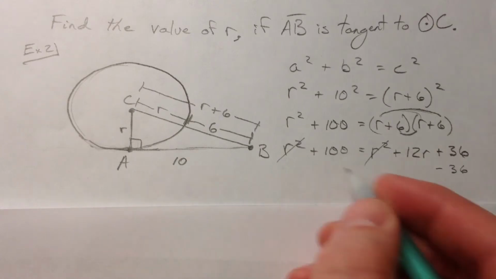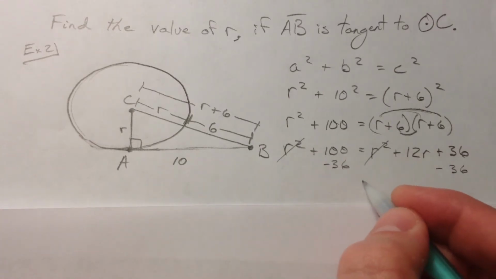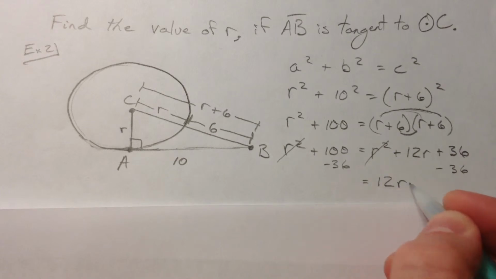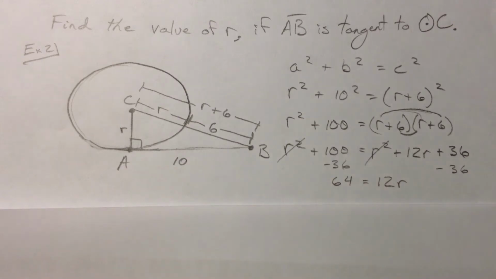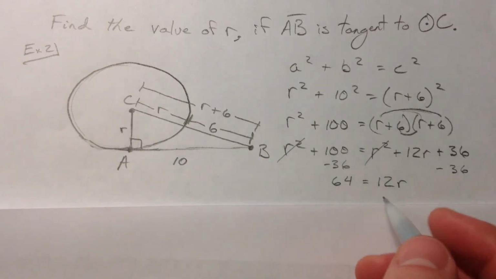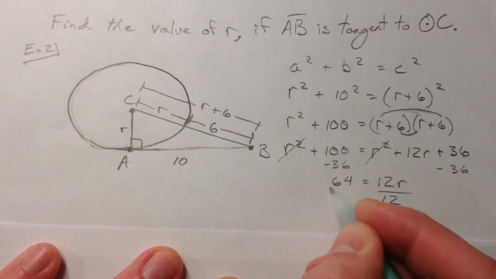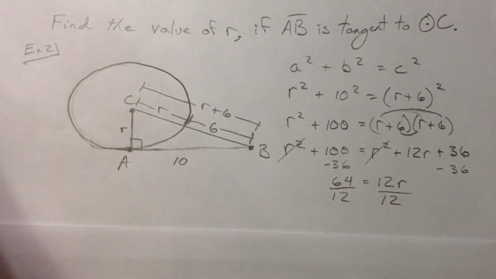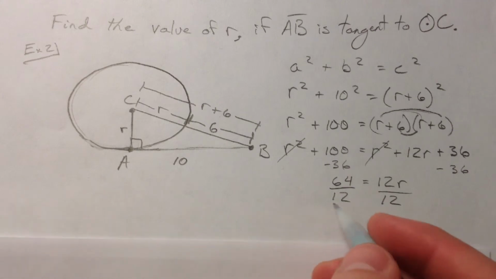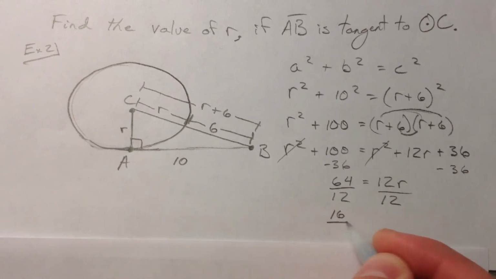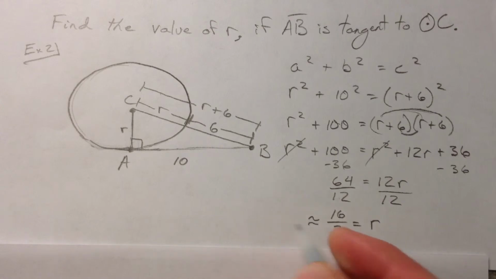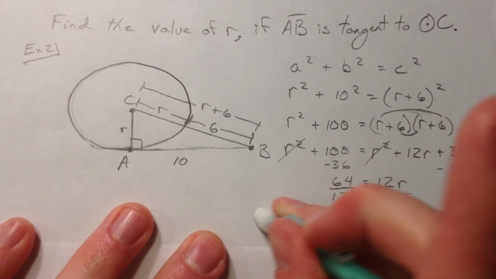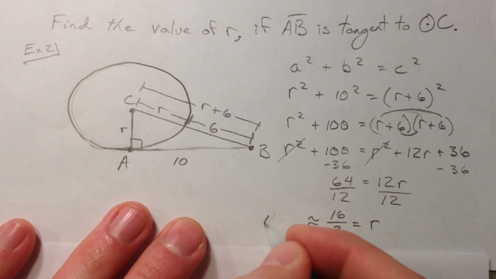Then subtract 36. Subtract 36, you get 12r equals 64. And then you take 64 and divide it by 12. And, well, we could take out a 4, right? Take out a 4. 64 divided by 4 is 16. 12 divided by 4 is 3. And you get 16/3. Or r is about 5. 15 divided by 3 is 5.